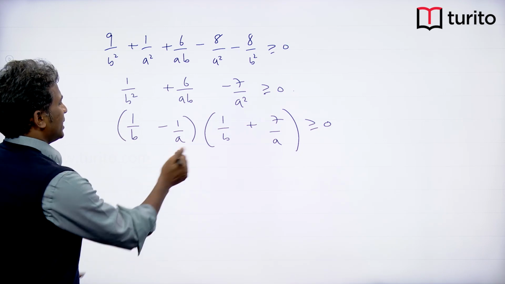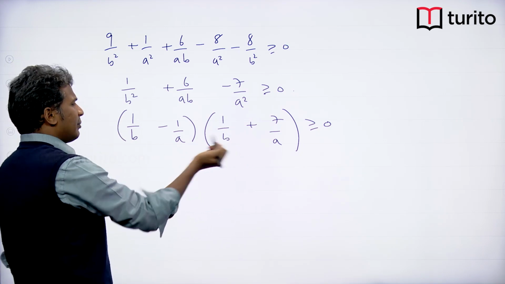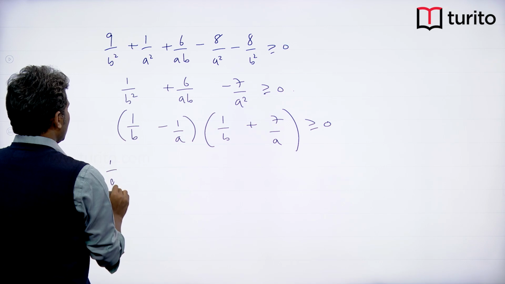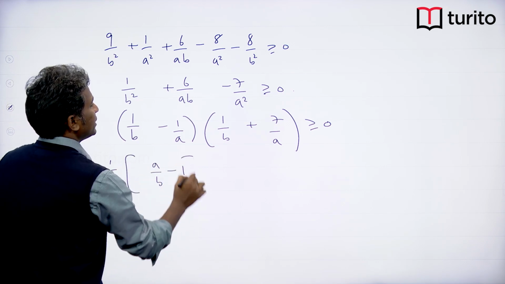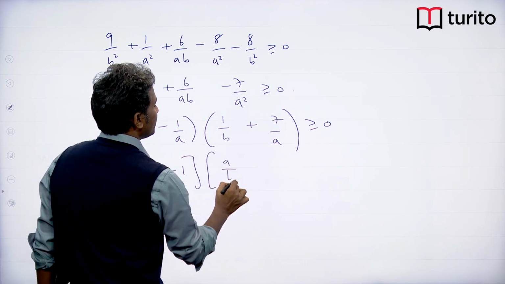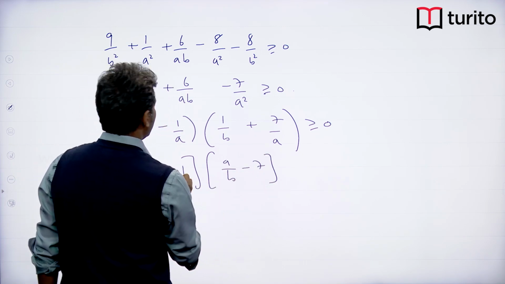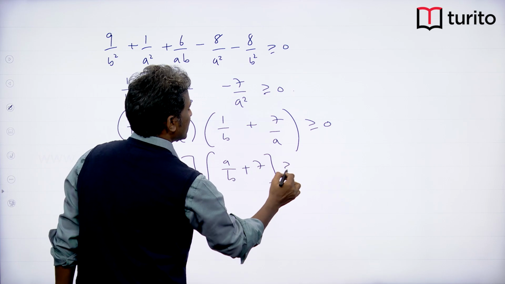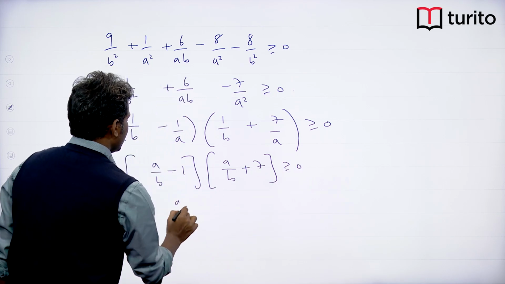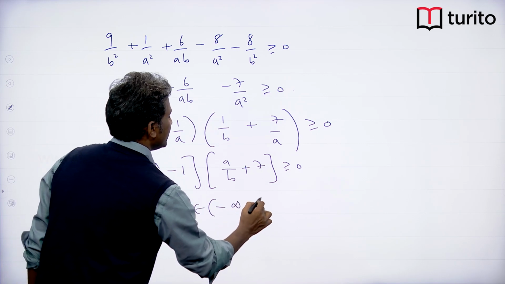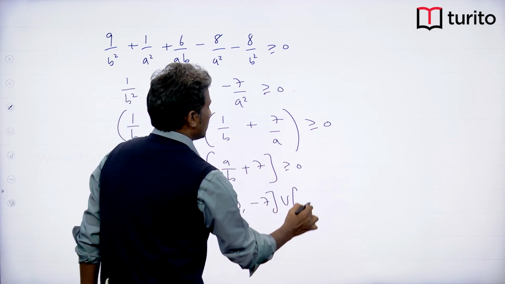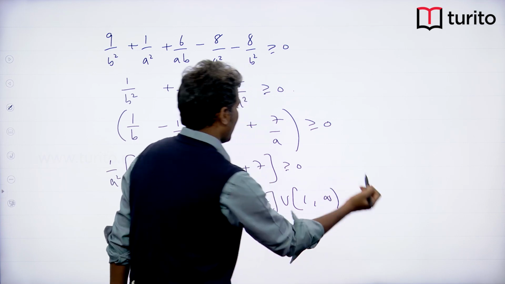So, further even if I take 1 by A common, so basically I can get a relation like 1 by A square into A by B minus 1 into A by B minus 7, A by B minus 1, A by B plus 7 greater than or equal to 0. So, which means A by B must be belonging to either minus infinity to minus 7 or 1 to infinity. Okay.